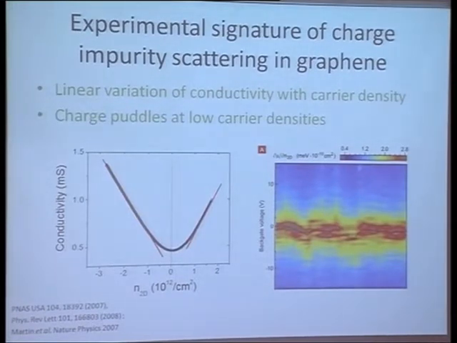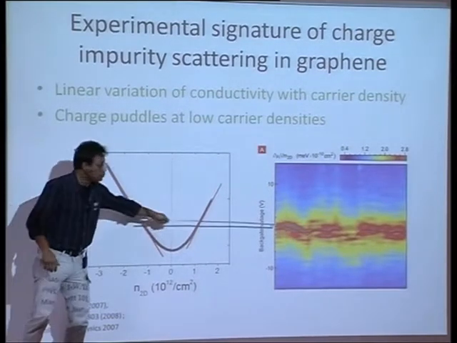Because of these trapped charges, the main source of scattering becomes the Coulomb potential created by them, and that has two immediate experimental signatures which we always check. For example, the linear variation of conductivity with carrier density. This has been done very elaborately in the Maryland group. They showed that when you vary the carrier density, if the primary source of scattering is the Coulomb potential from the trapped charges, then the conductivity must vary linearly with density. That's number one, and it is a result of the linear band structure and the screening properties of graphene.